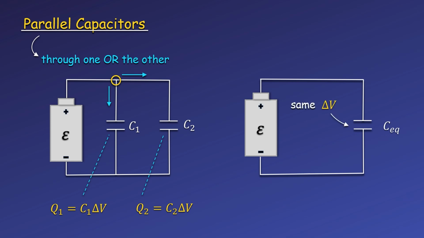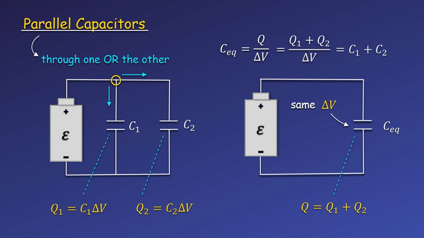This means it will also have the same voltage as the battery, just like C1 and C2 from the parallel circuit. The battery moved a total charge of Q1 plus Q2 from the negative side to the positive side of our parallel circuit. So the charge moved onto the plates of the equivalent capacitor should still equal this total amount of charge. Now we can write the equivalent capacitance as the total charge on this capacitor divided by the voltage across it. We can replace the charge with Q1 plus Q2.